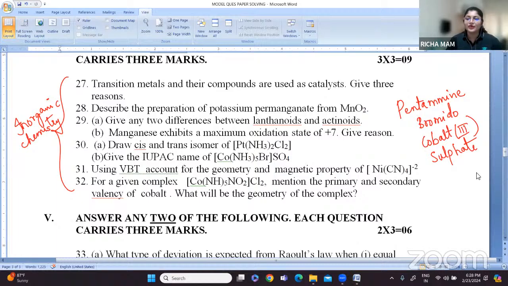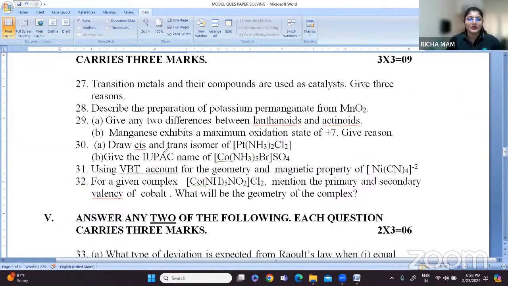Moving forward, next question. The 31st question: using VBT, account for the geometry and magnetic property of the tetracyanonickelate(II) complex. We saw this in our previous session when discussing coordination chemistry. Based on VBT, first you need to write the electronic configuration of nickel.